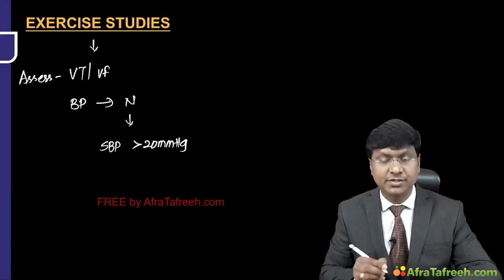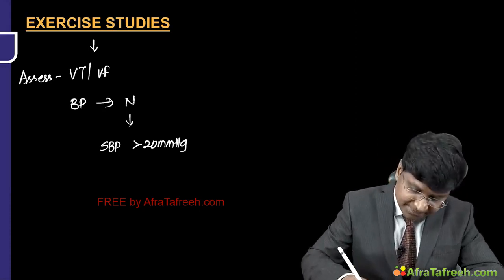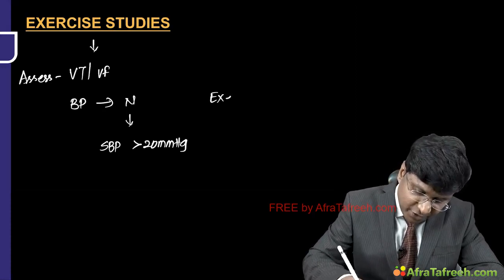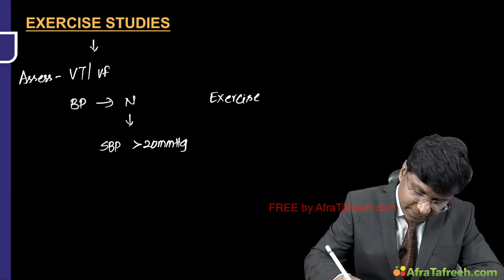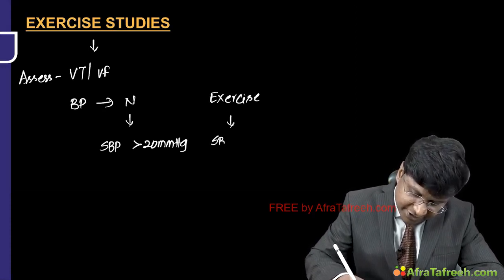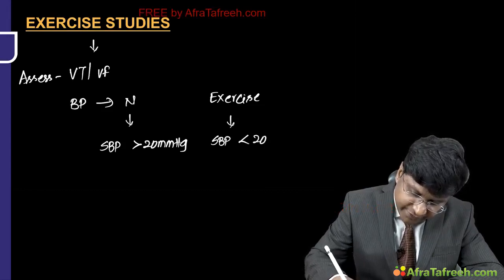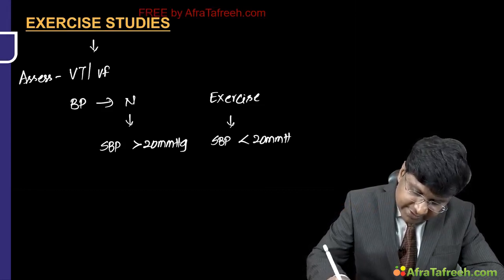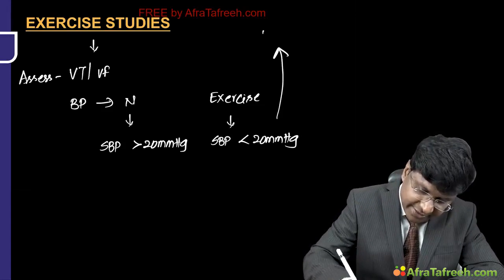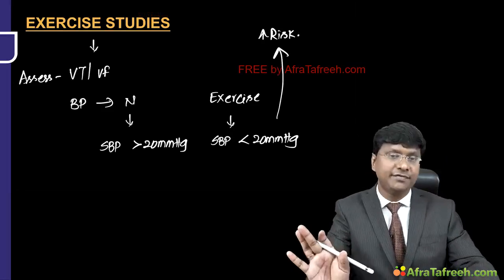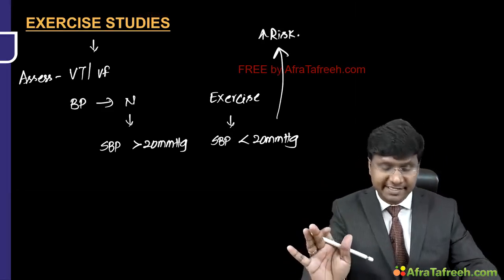That is in a normal individual. But in those individuals, in spite of exercise, if the systolic blood pressure is not increasing by more than 20 millimeters of mercury, that tells that this individual is at increased risk of sudden cardiac death secondary to VT or VF. That is about the importance of the exercise testing.